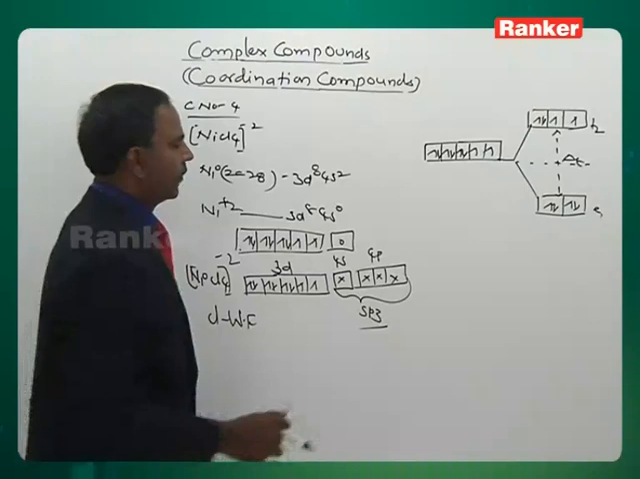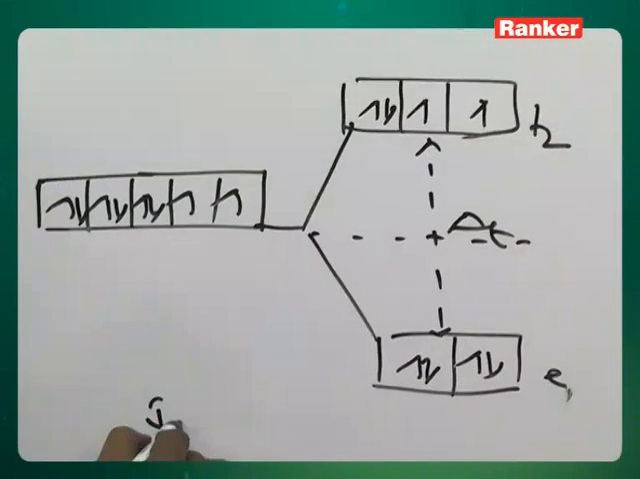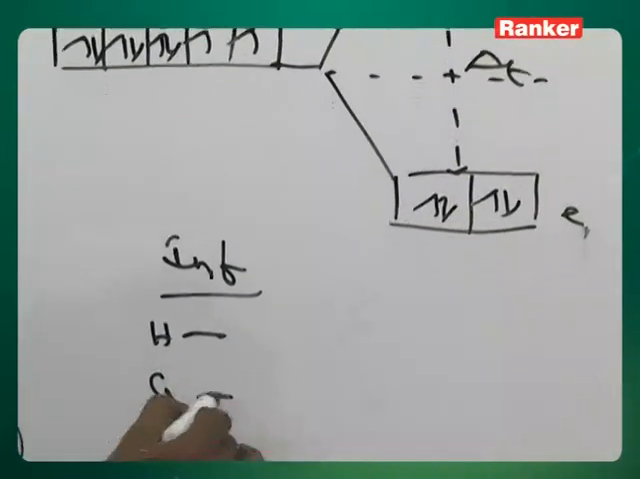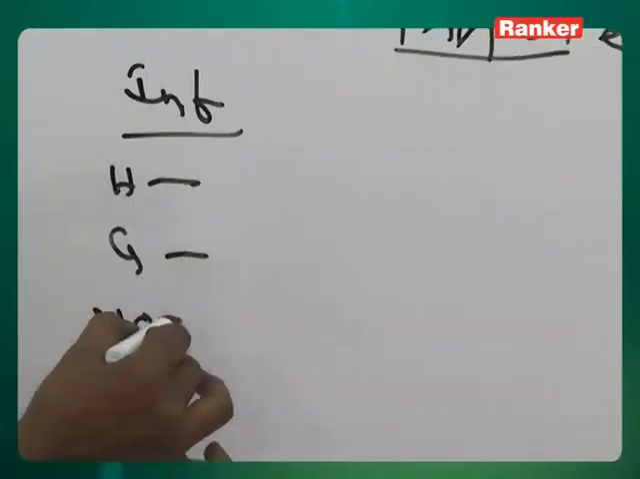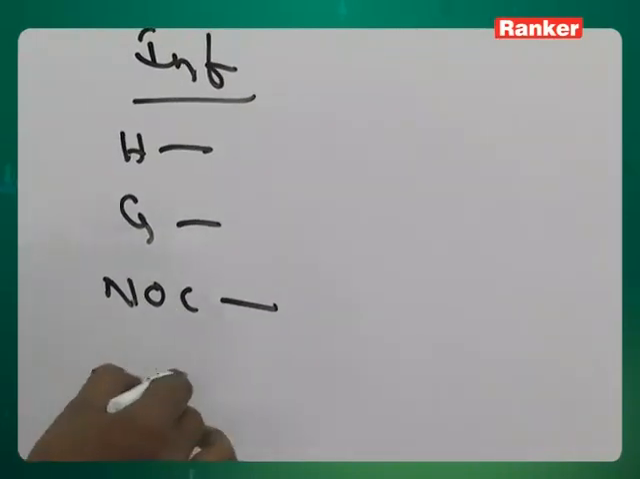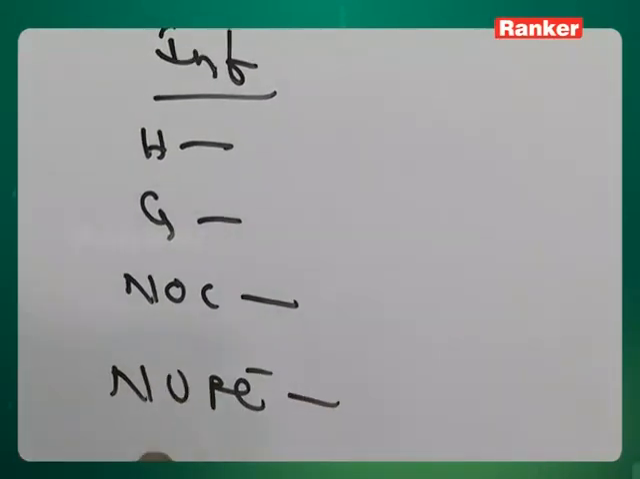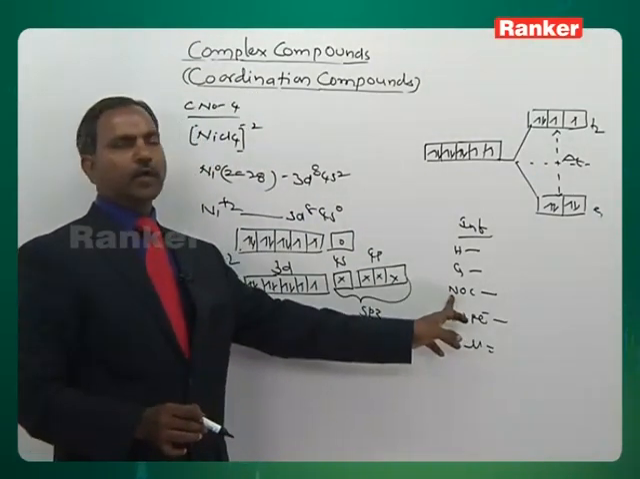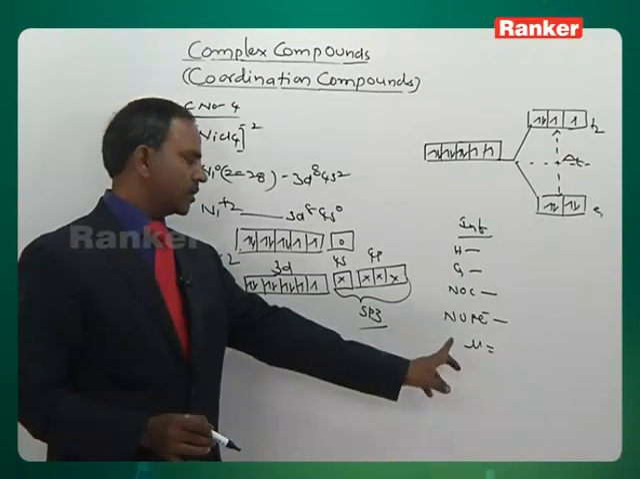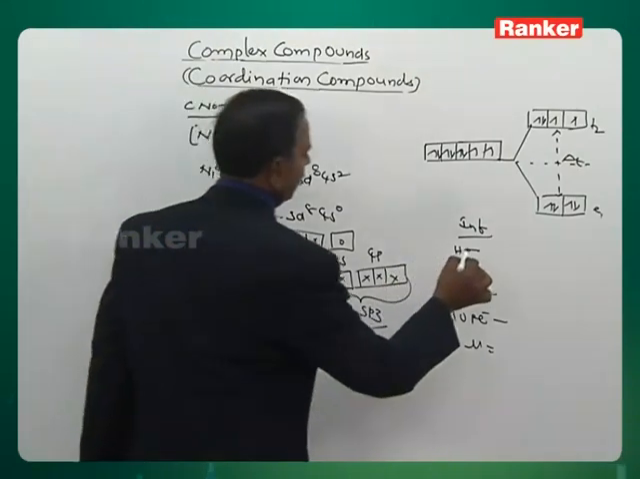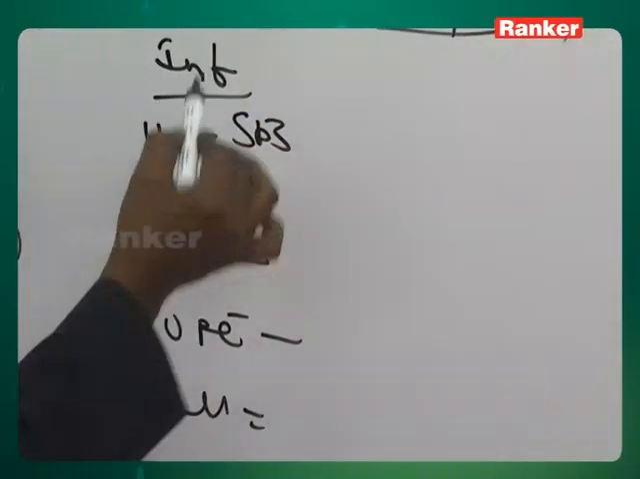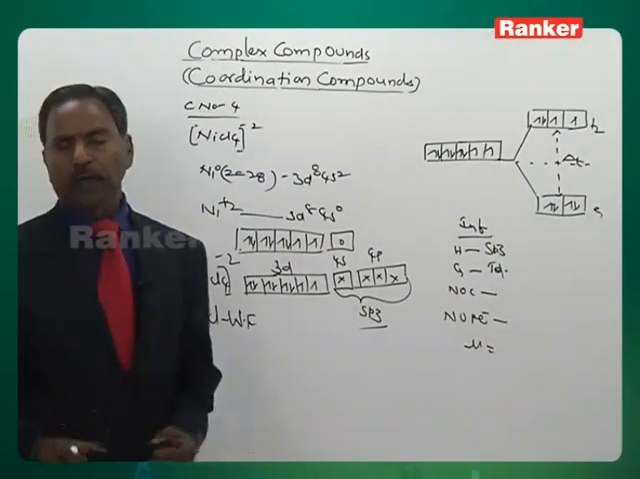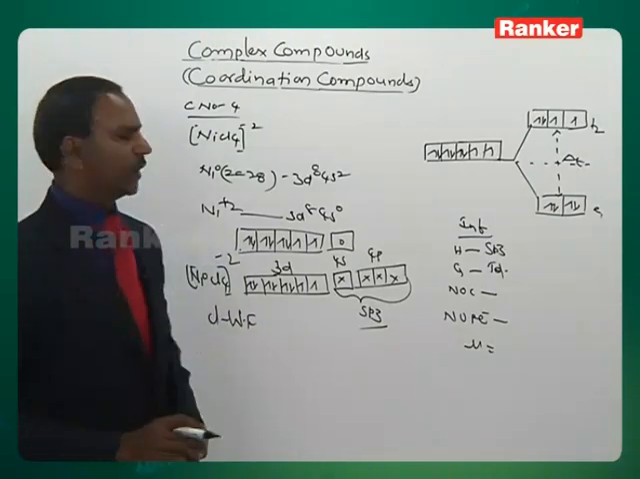Next, let us see this. What is the information about the complex? Information about the complex: hybridization, geometry, nature of the complex, number of unpaired electrons and magnetic moment. Hybridization, we have solved it as sp3. Geometry is tetrahedral. With sp3 hybridization, you know well the geometry comes to be tetrahedral.